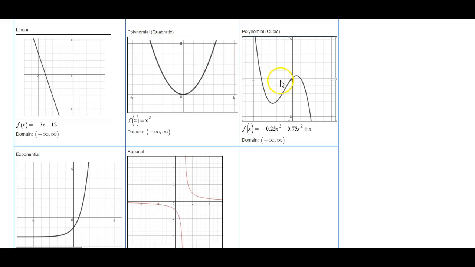Now let's look at the cubic. Again, I can cube any real number. I'm just multiplying it by itself 3 times. I can square that same number. I can multiply by these constants. There's nothing in this equation that would give me some weird result like dividing by 0. So this is why the polynomial has a domain of minus infinity to infinity.